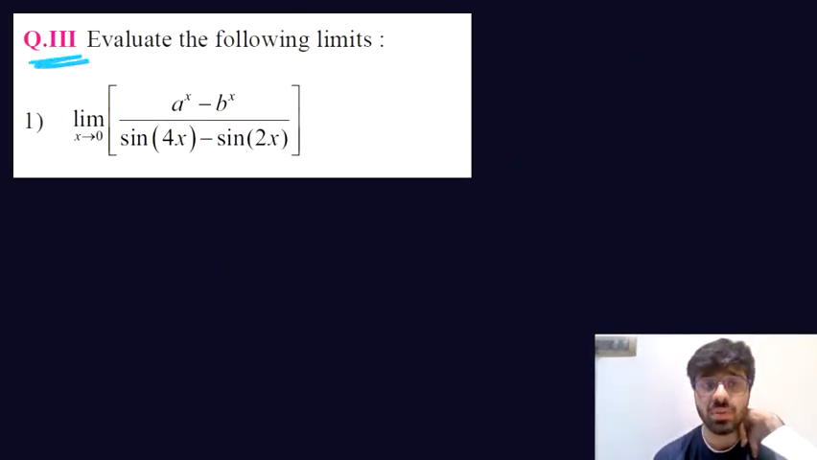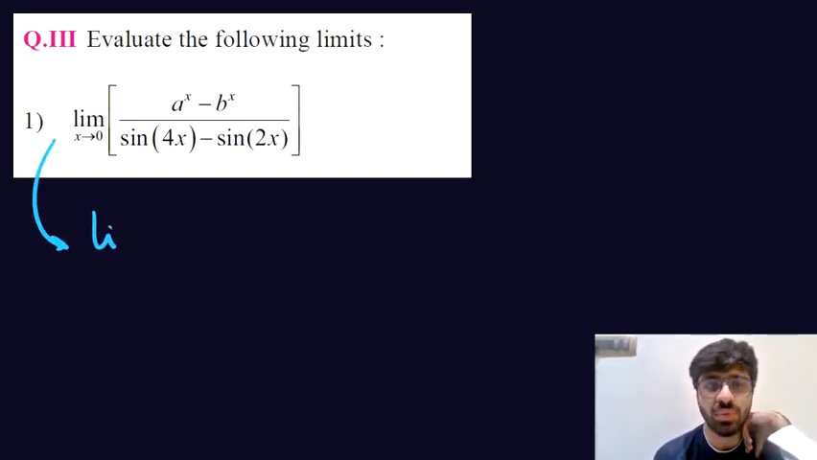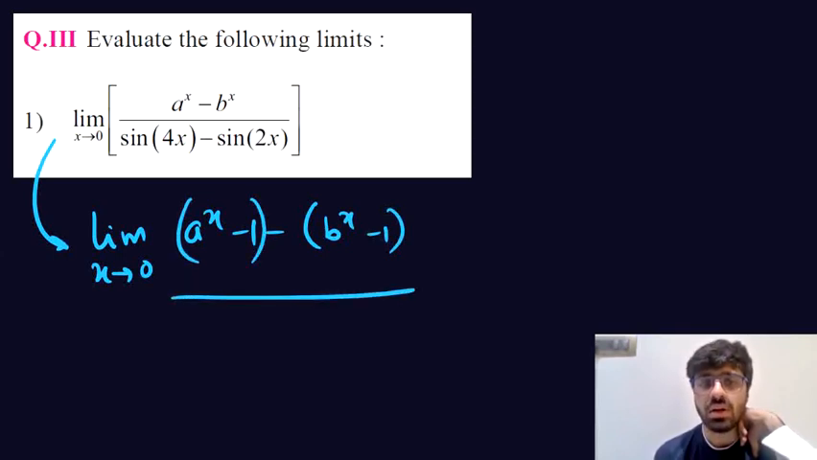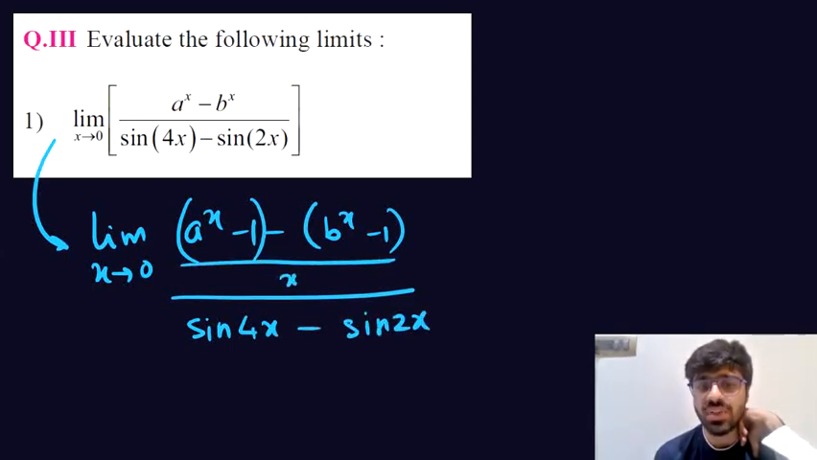Let's go ahead with the third main question. And to bring everything in the standard format, we have limit of x tends to 0, a power x minus 1 minus b power x plus 1. Pull out a minus common from the last two terms and you have minus of b power x minus 1, and we will keep the first two terms also in a bracket. Divided by, we have sine 4x minus sine 2x. Divide the numerator and denominator with x. Separate that x in the numerator as well as denominator.